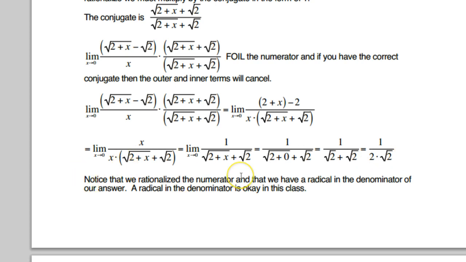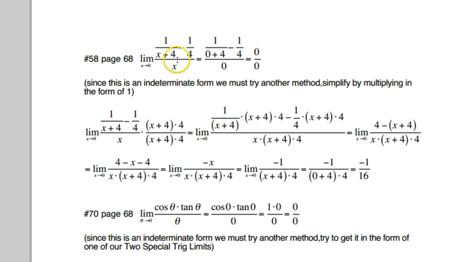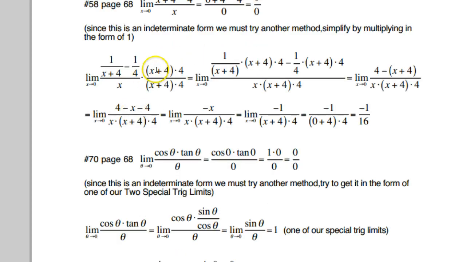Alright, notice that we have rationalized our numerator and that we have a radical in the denominator of our answer. A radical in the denominator is okay in this case. And here's the complex fraction. If we try to work it out by plugging in 0, because the limit's asking as x approaches 0, we would get 0. So we multiply top and bottom by the common denominator, which is x plus 4 times 4. We simplify everything, and we get 4 minus x plus 4 over x times x plus 4 times 4.